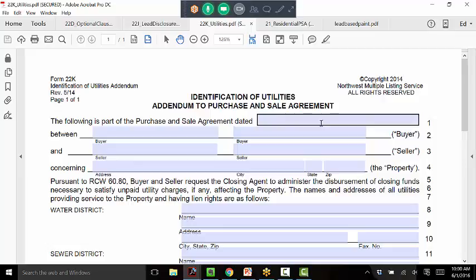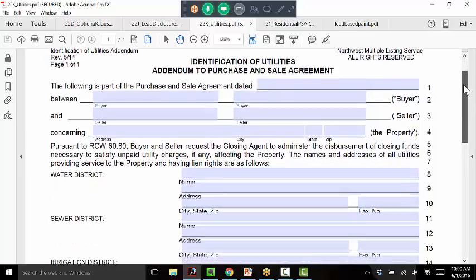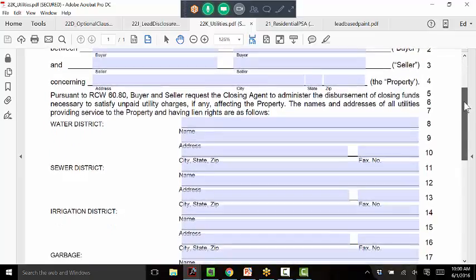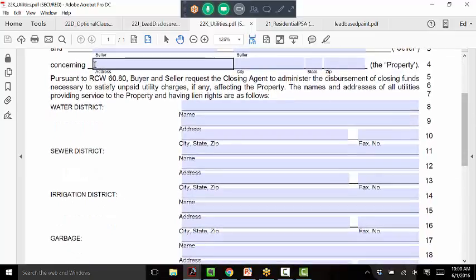Again, the purchase and sale agreement date, buyer name, seller name, and address will all pre-populate if you're using Transaction Desk. And look at what it says right here. Pursuant to RCW 60.80, buyer and seller request the closing agent to administer the disbursement of closing funds necessary to satisfy unpaid utility charges, if any, affecting the property. The names and addresses of all utilities providing services to the property and having lien rights are as follows.